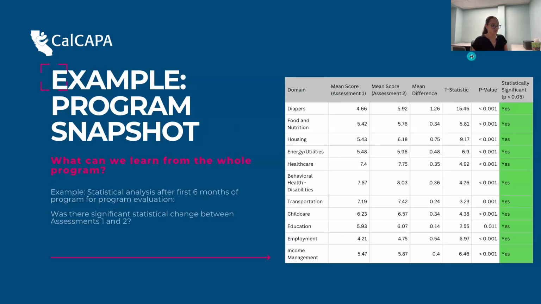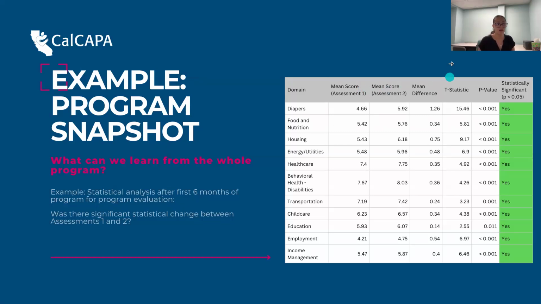And then finally, for the program snapshot, what we can learn from the whole program. So this is data from all our families at all of our sites. I ran some statistical analysis just between assessments 1 and 2. And so what all of these numbers say is basically, was there change between assessments 1 and 2 in the first 6 months? Was there change in any of these domains?